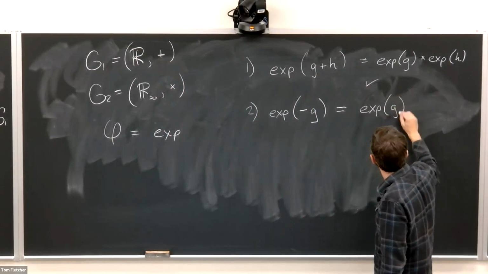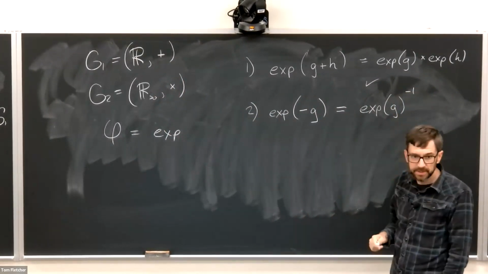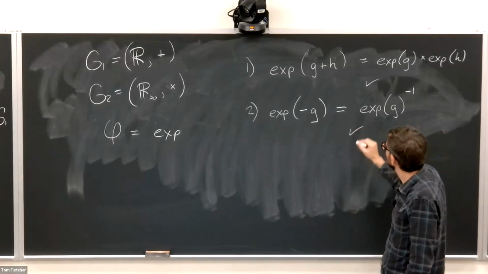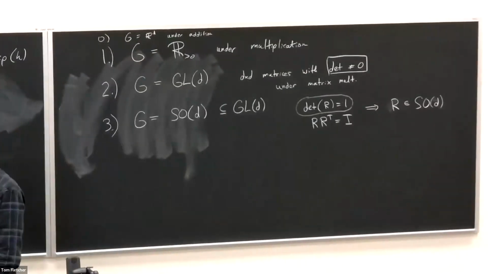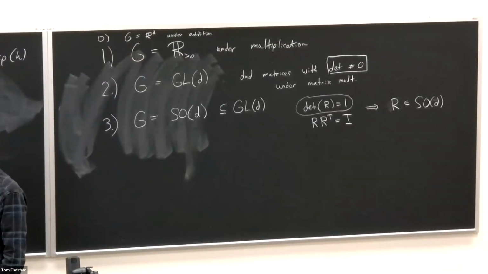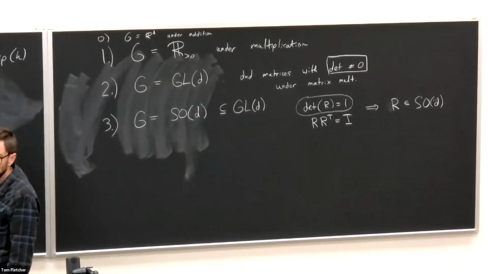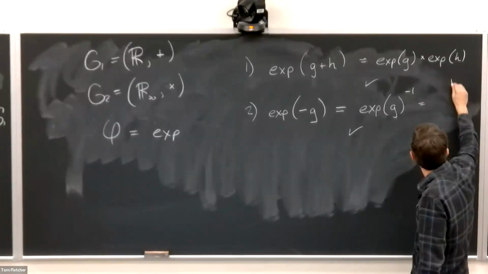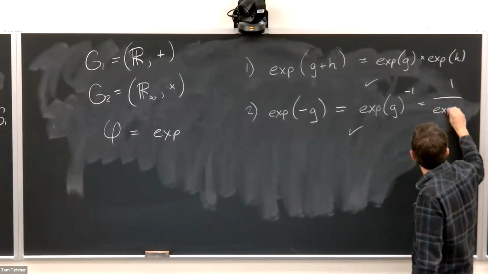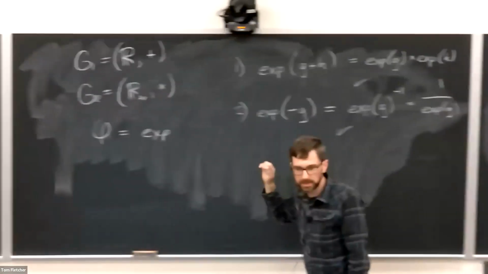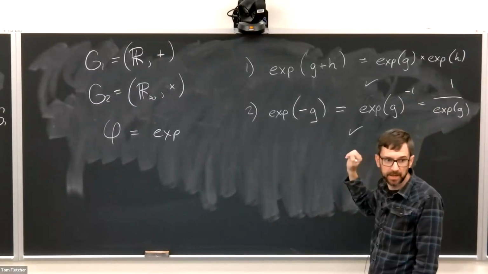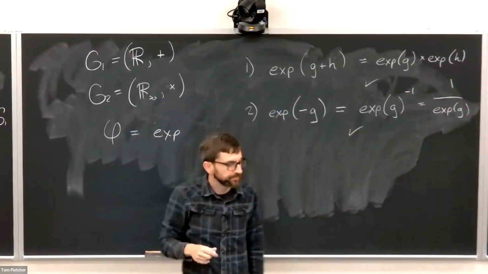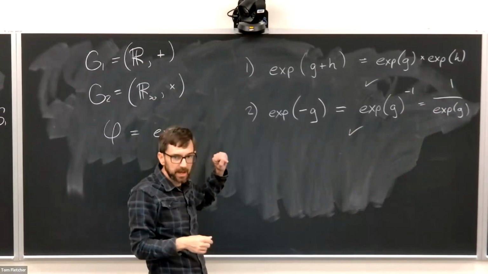exponential g inverse. And again, this checks out. We know that negating the exponent in an exponential is the same thing as 1 over, I can just rewrite this as 1 over exponential g. Just to include what I mean by inverse: multiplicative inverse just means divide 1 by it. Okay, so rules check out.